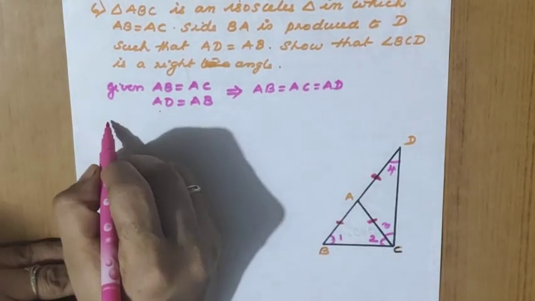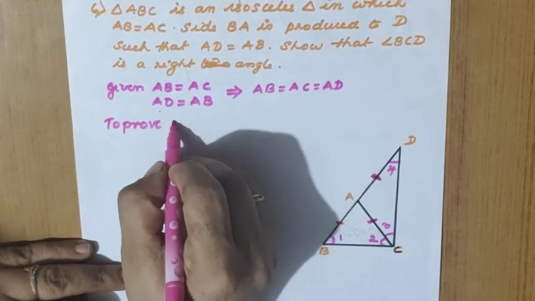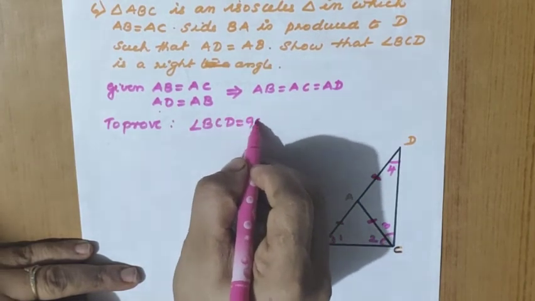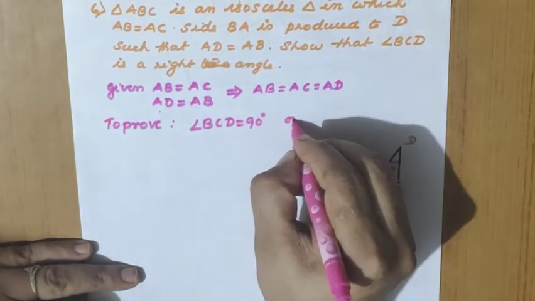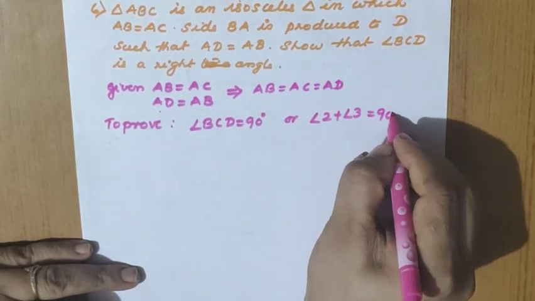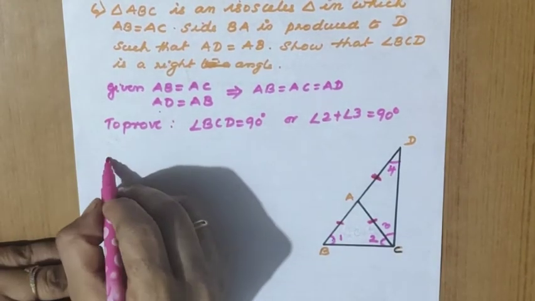Now what should be proved here? To prove angle C equal to 90 degree. Angle BCD equal to 90 degree, or angle 2 plus angle 3 equal to 90 degree, right? 2 plus 3 equal to 90 degree. Now proof.